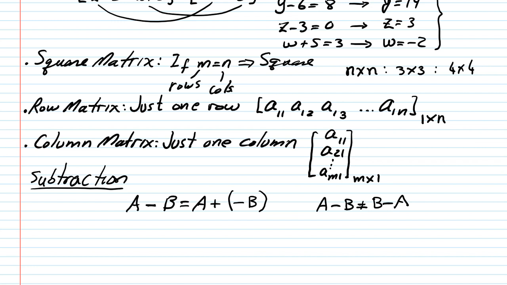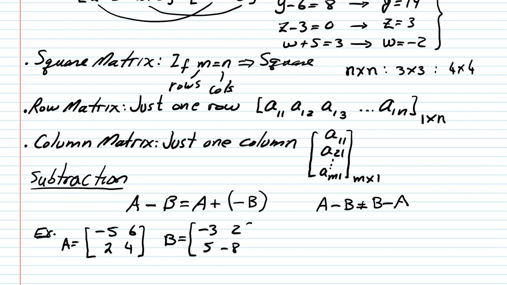All right, unless we make them equal, so that would work. But in general, it doesn't work. All right, so let's see how we're going to actually do a matrix subtraction. For my example, I'm just going to choose a matrix A here. I'm going to make it 2 by 2: -5, 6, 2, 4. And matrix B, I'm going to let that be another matrix, call it -3, 2, 5, -8.